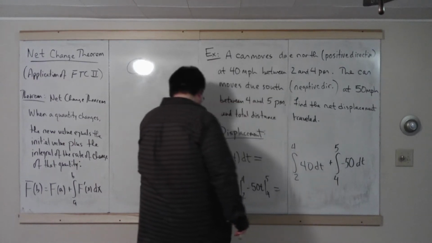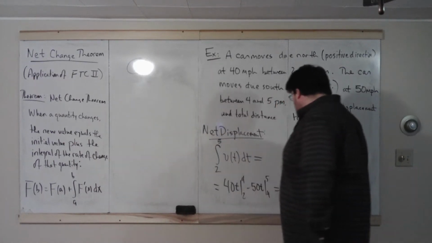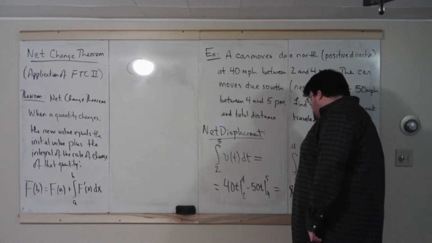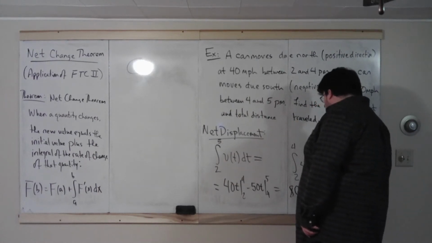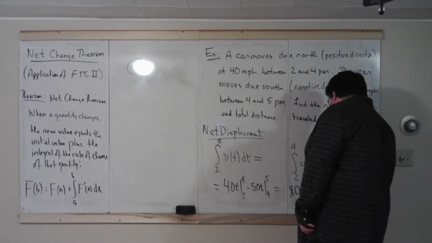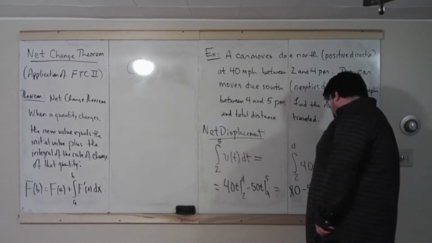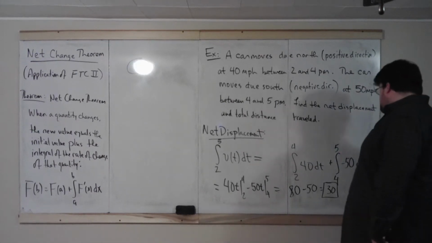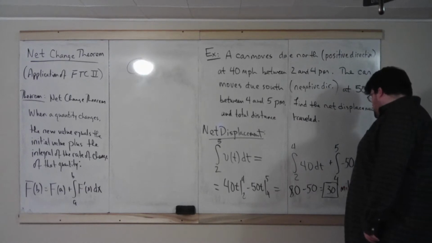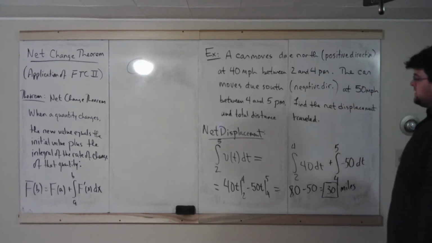And what does that equal? Well, 40t from 2 to 4 is 80. 50t from 4 to 5 is 50, and there's a negative on it. So the net displacement is 30. It's 30. What does this actually tell us?